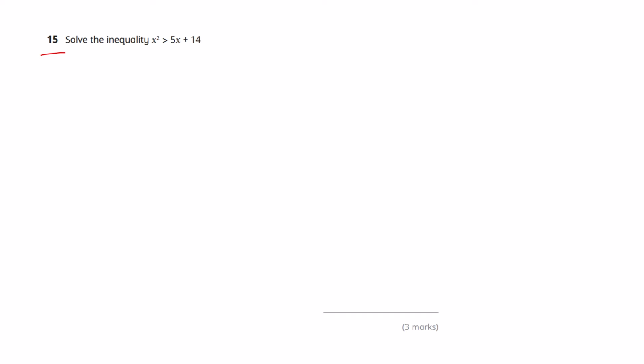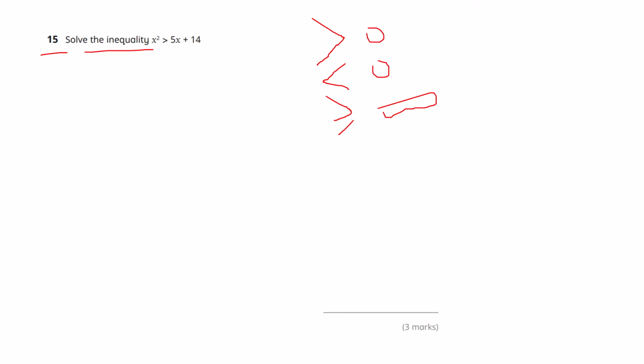So question 15, and it's a 3-mark question. We have to solve the inequality x squared is greater than 5x plus 14. Step 1 is to get everything so it's greater than 0, or less than 0, or greater than or equal to 0, or less than or equal to 0. So that's always our first step.